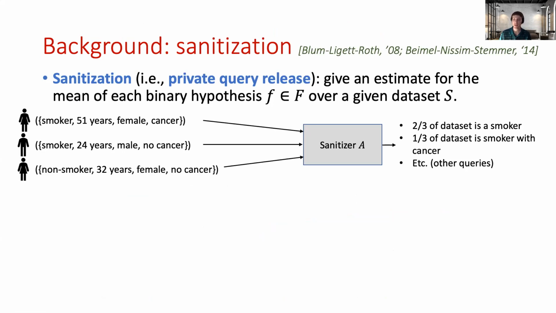We want to give an estimate for the mean of each binary hypothesis class for a given data set. So an example is, let's suppose that we have a data set consisting of data for a bunch of patients in a medical study. Then a sanitizer might output privately statistics of the following form. For instance, 2/3 of the data set is a smoker, 1/3 of the data set is a smoker with cancer, and so on.